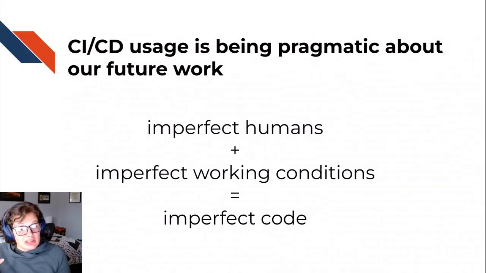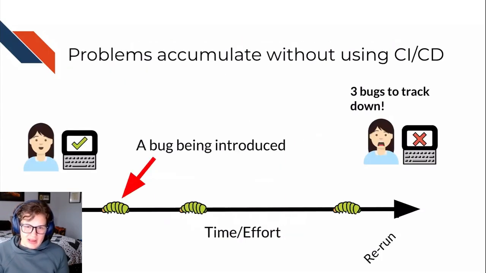So the whole point of continuous integration, continuous deployment is that we're going to try to be pragmatic about our future work. We understand that we are imperfect humans in imperfect working conditions, and that means we're going to make imperfect code, but how can we accommodate for this? How does CI/CD, or continuous integration, continuous deployment, help with that? So let's talk about that.